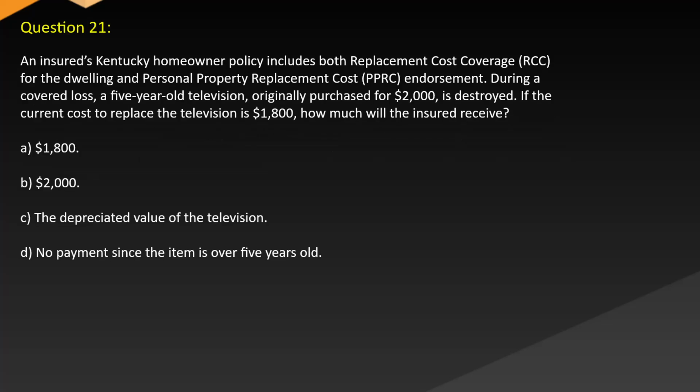Question 21. An insured's Kentucky homeowner policy includes both replacement cost coverage, or RC, for the dwelling and a personal property replacement cost (PPRC) endorsement. During a covered loss, a 5-year-old television originally purchased for $2,000 is destroyed. If the current cost to replace the television is $1,800, how much will the insured receive? A. $1,800. B. $2,000. C. The depreciated value of the television. D. No payment since the item is over 5 years old.